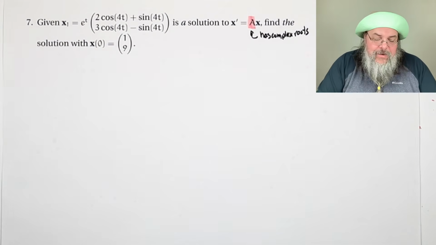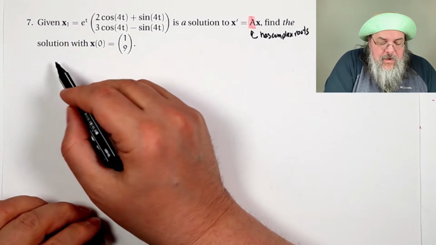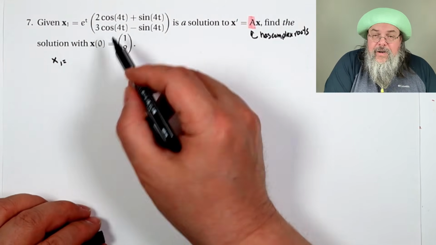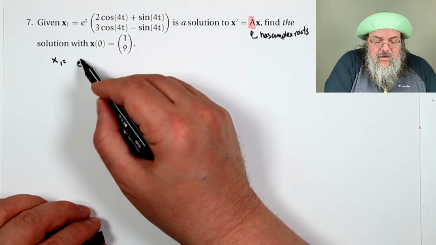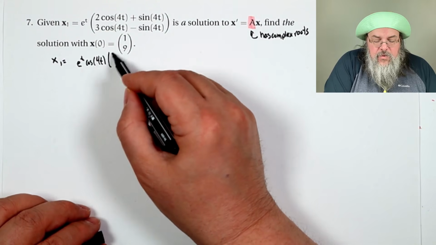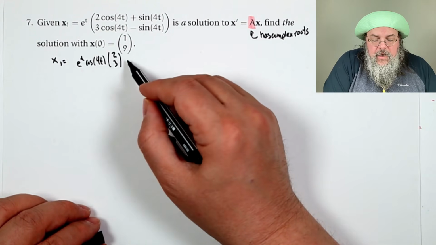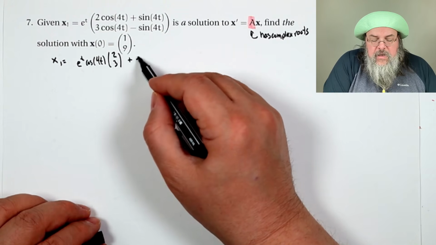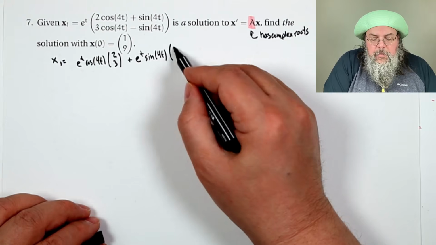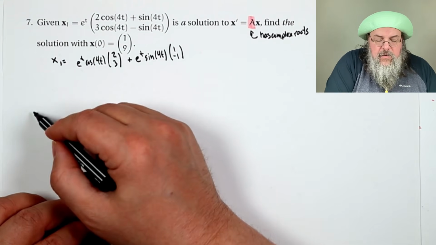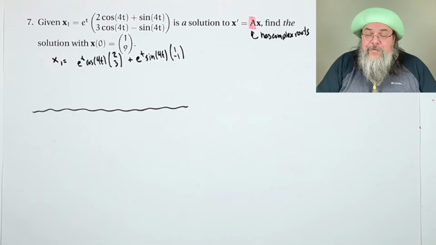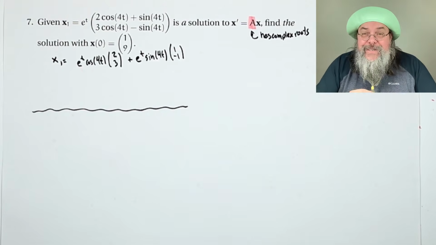So let's think about our current solution. I'm going to rewrite it. I'm going to pull it apart. So I'm going to write it as e to the t cosine of 4t times (2, 3), plus e to the t sine of 4t times (1, -1). Okay, so remember that. I'm going to give myself some room because we're going to do some little magic in a few minutes.